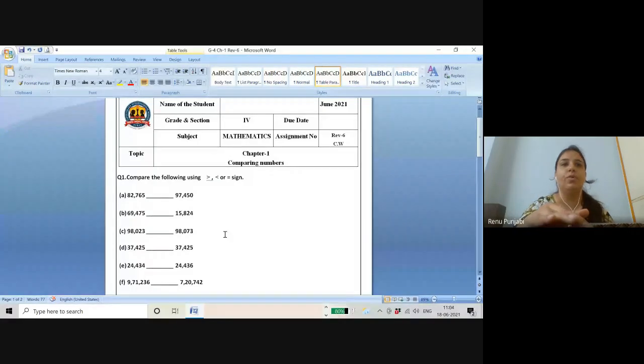1, 2, 3, 4, 5 digits in 82,000, and the next is again 5 digits. So from the digits, we can say both have the same number of digits. But now we compare the highest place value: the number is 8 on it, and on the next, the highest place value is 9. So which will be greater, 97,450 or 82,765? Please tell me the answer, students. Which number will be the greater number?